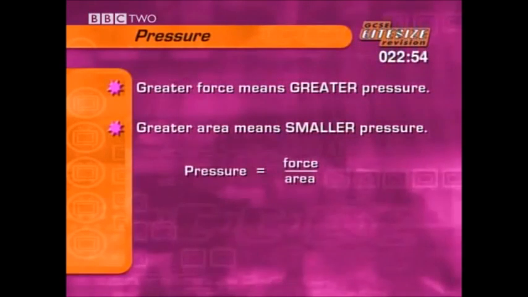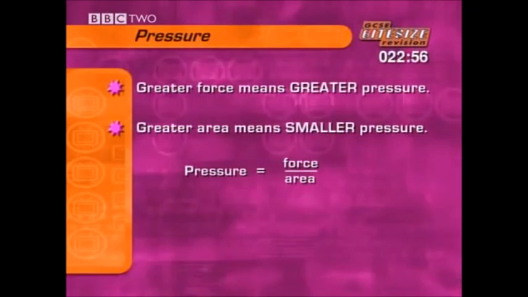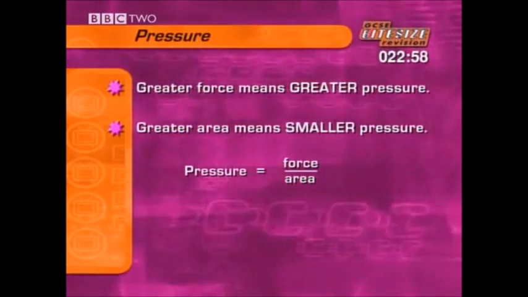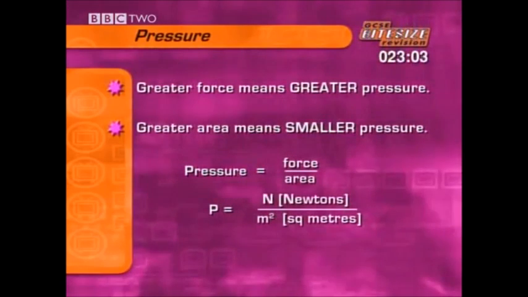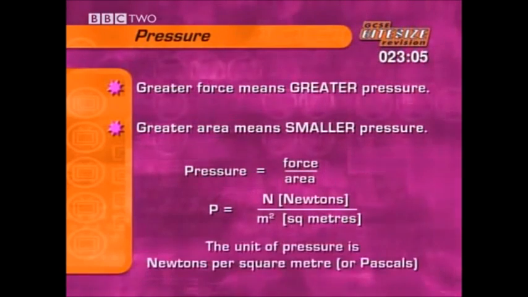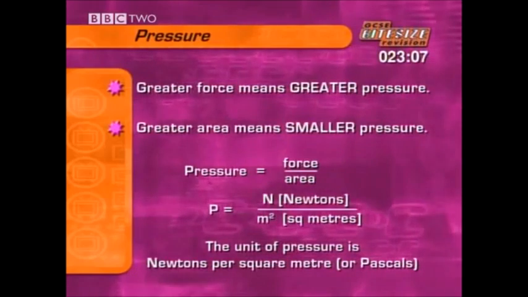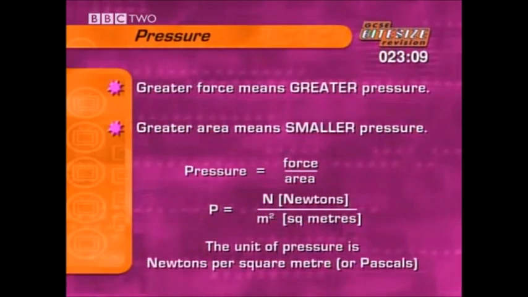There's a formula for this. It's pressure equals force divided by area. That's P equals N, for newtons, divided by m squared, that's square meters. So the unit of pressure is newtons per square meter, or pascals.